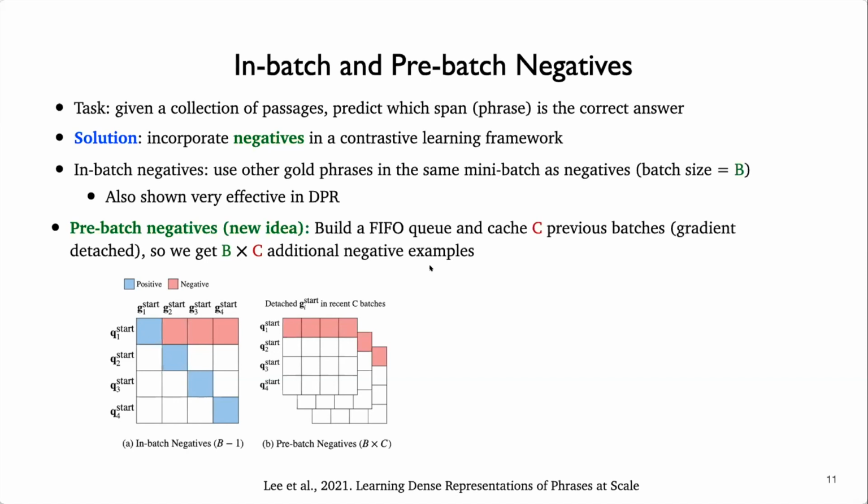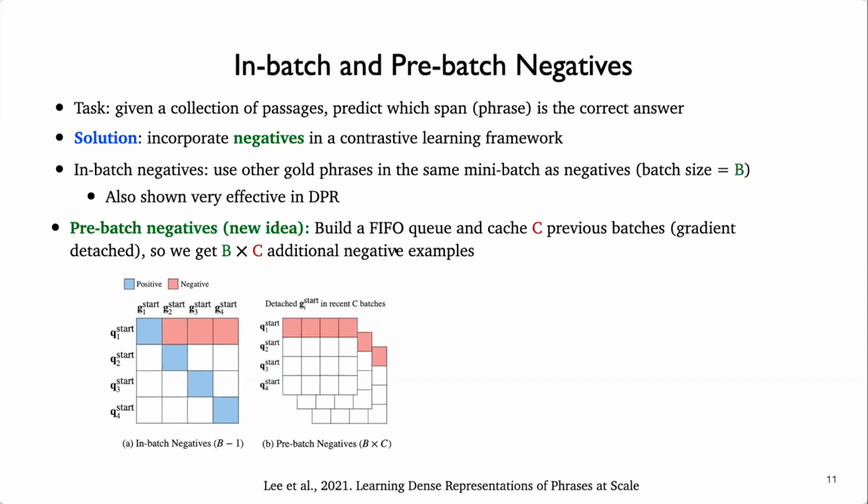And in this work, we also introduced a new idea we call pre-batch negatives. Because we believe that learning phrase representations is a much harder learning problem, we need to incorporate more negatives. So we build a first-in, first-out queue, and we cache the recent previous mini batches with the gradient detached. That means we are not going to backpropagate to the previous phrase representations.